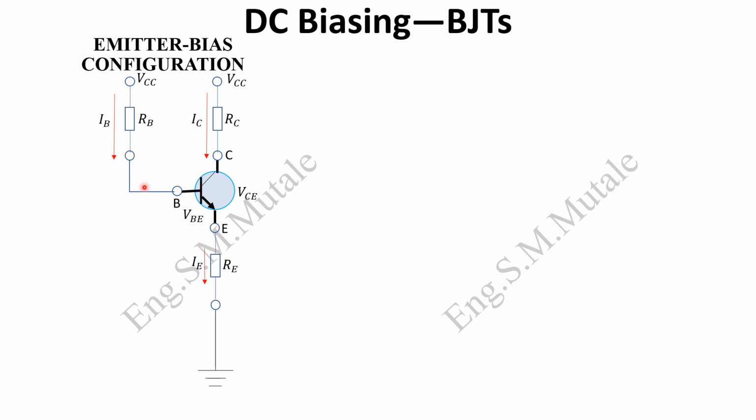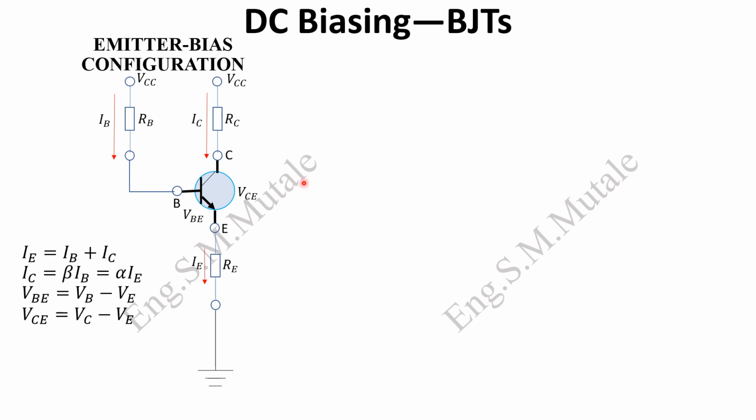So in the emitter bias configuration, we'll just do a treatment just like we did on the fixed bias configuration. You either take this route, derive the equation, and you take that route as well, derive the equation, and then you solve for all the unknowns.